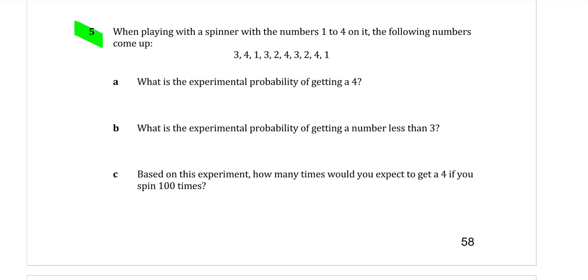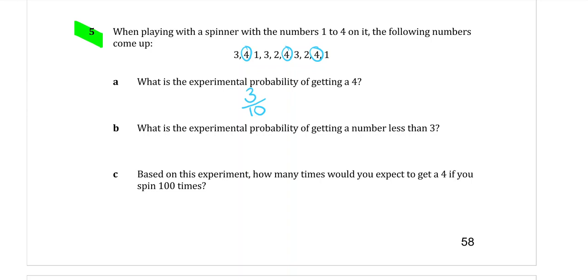Now, you would hope that if you did this experiment enough times that it would get closer to the theoretical probability of a 1 in 4 chance, say, of getting a 4. But let's have a look at what we've got with the results that we've been given. It says, what is the experimental probability of getting a 4? So there are 1, 2, 3, 4, 5, 6, 7, 8, 9, 10 experiments that have been done there. And we have 1, 2, 3 4s. So it's a 3 out of 10 chance.